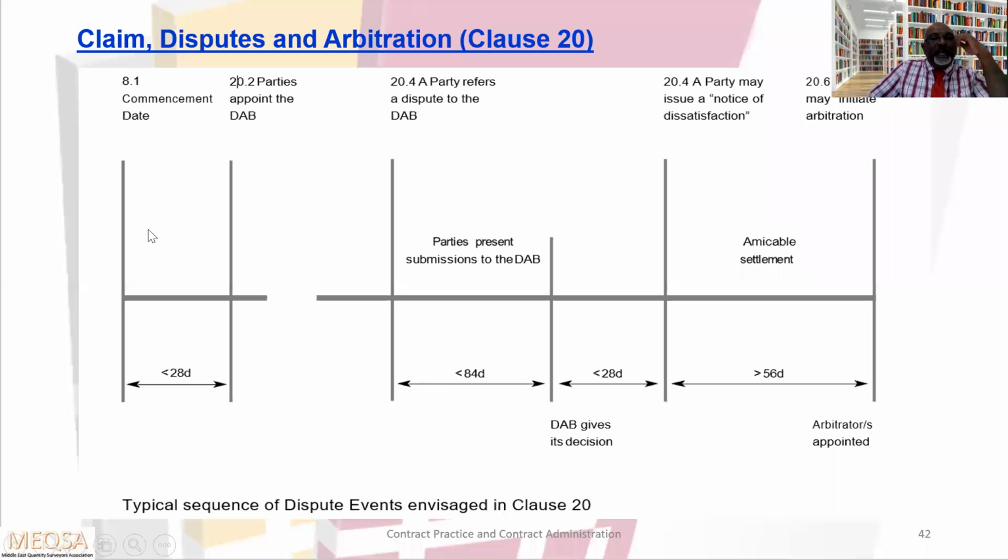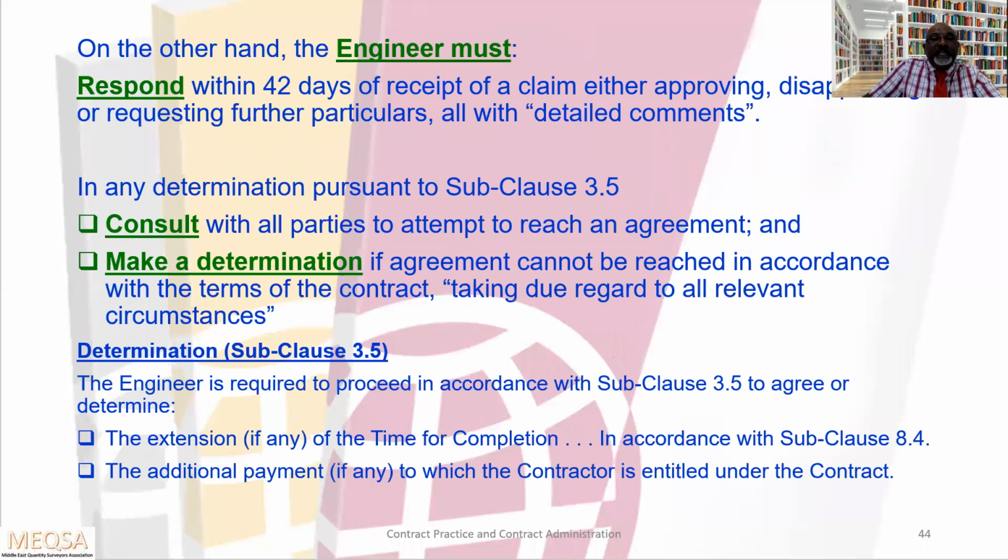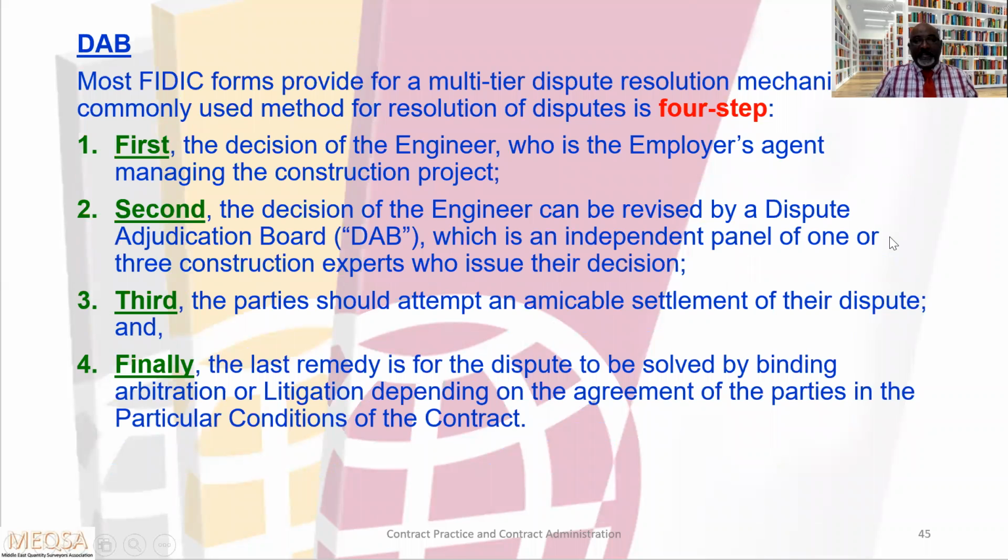See here, once the commencement date is issued as per the subclause, within 28 days the party has to appoint the dispute adjudication board, as per subclause 20.2. This is what they are telling here. The decision of the engineer can be revised by a dispute adjudication board, DAB, which is an independent panel of 1 or 3 construction experts who issue their decision.